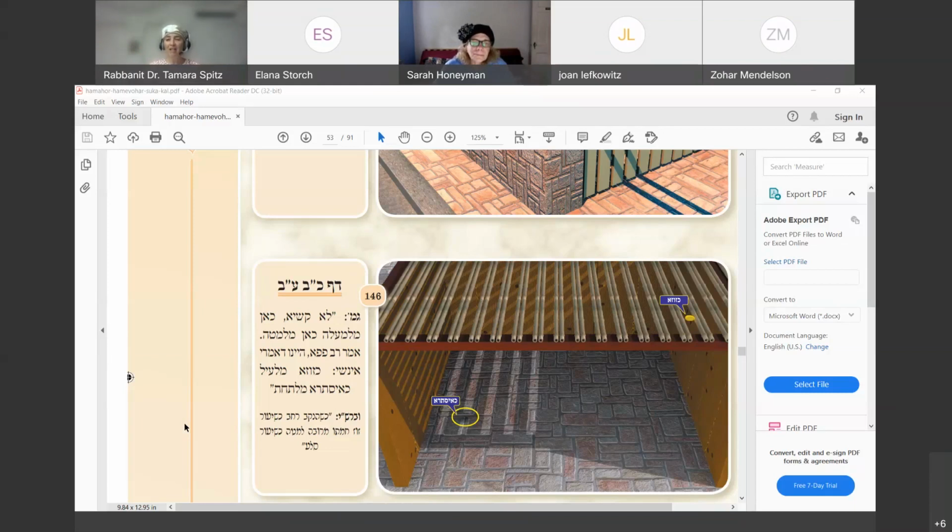Okay, the next Mishnah is a very, I think, very exciting Mishnah in the sense that it's going to give us different places that we can put our Sukkah.